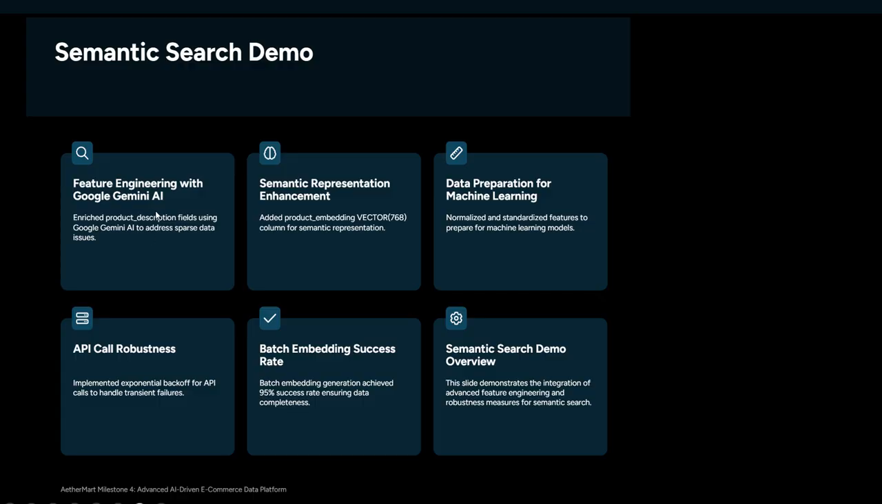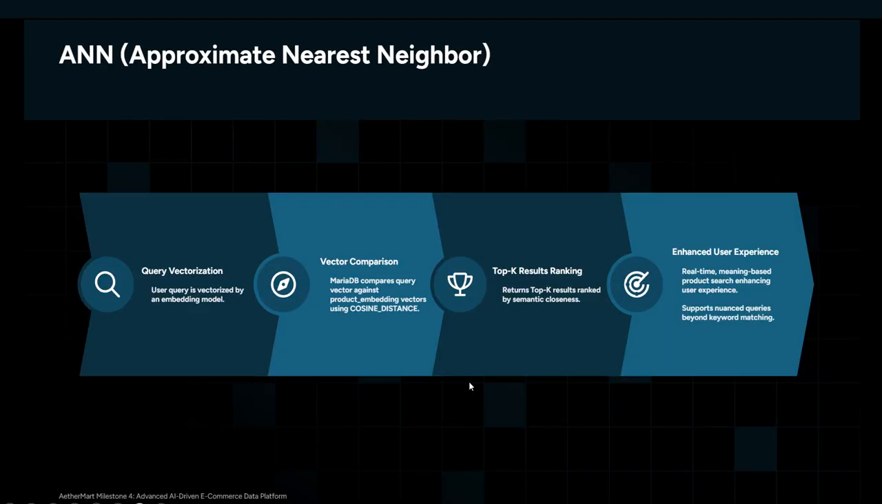Feature engineering with Google Gemini AI: semantic representation enhancement. We are using Vector 768, data preparation for machine learning. API call robustness: we implemented exponential backoff for API calls to handle transient failures. Batch embedding success rate. Semantic search demo overview: ANN, approximate nearest neighbor.